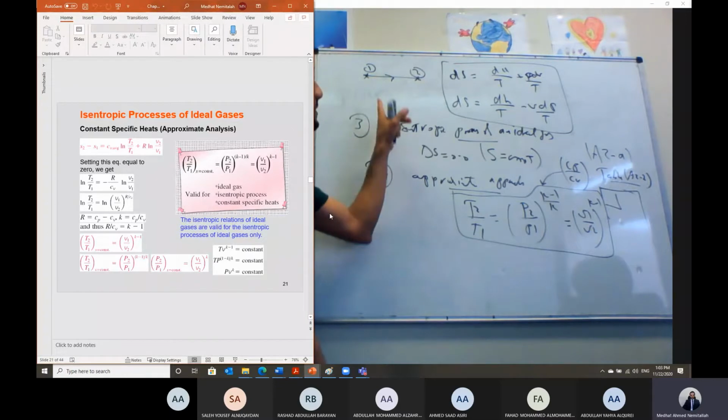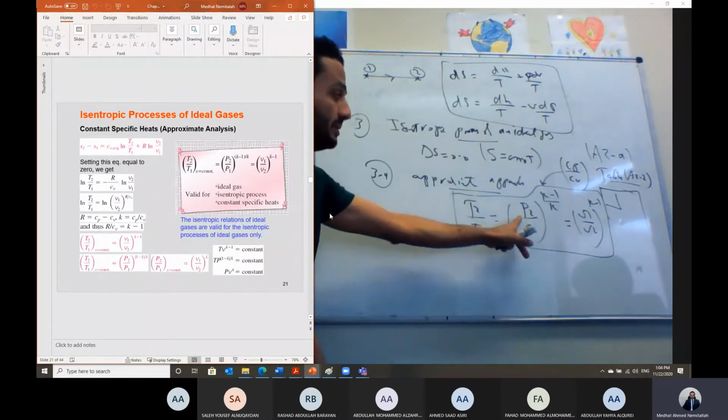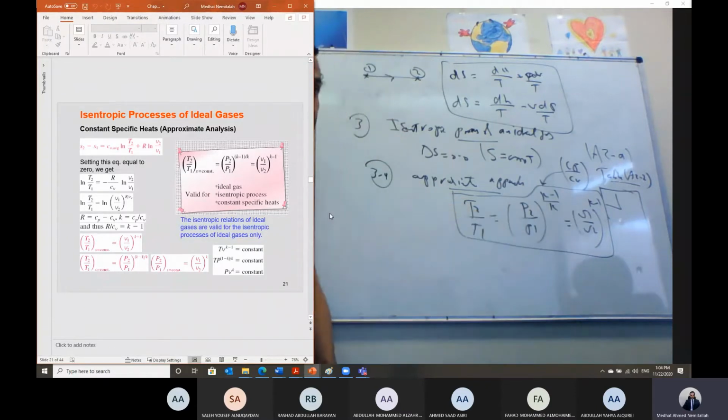But in order to relate, for an isentropic process, the change from the initial state to the final state, in this case we can get the isentropic relation. We can relate the temperature with pressure with volume through this relation.